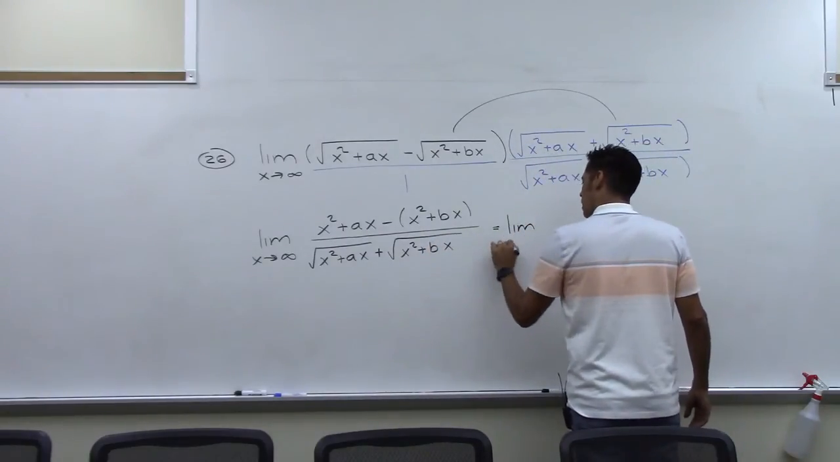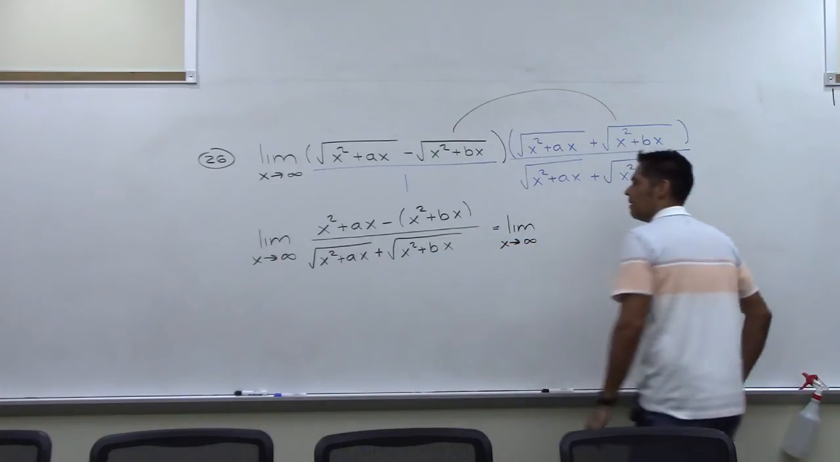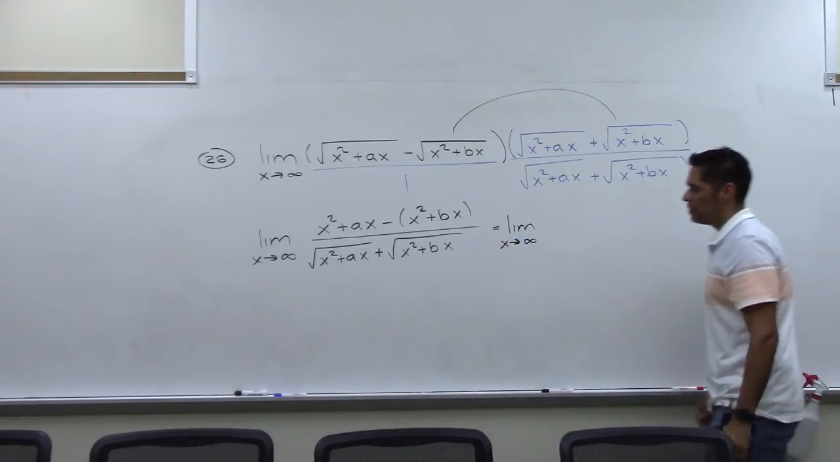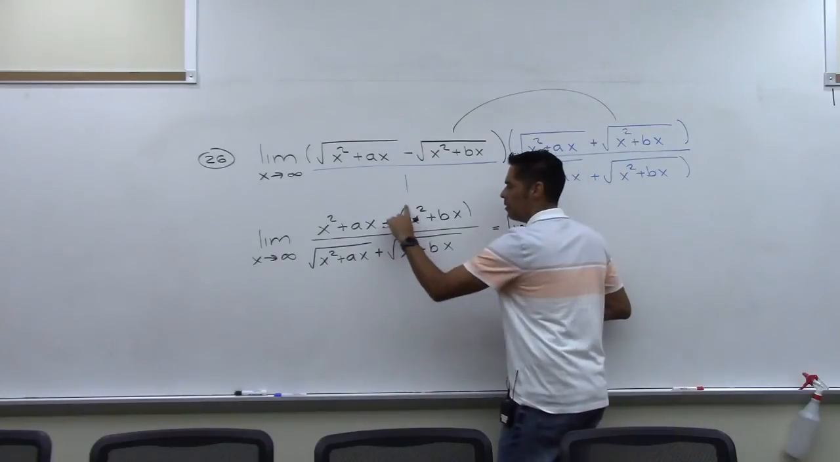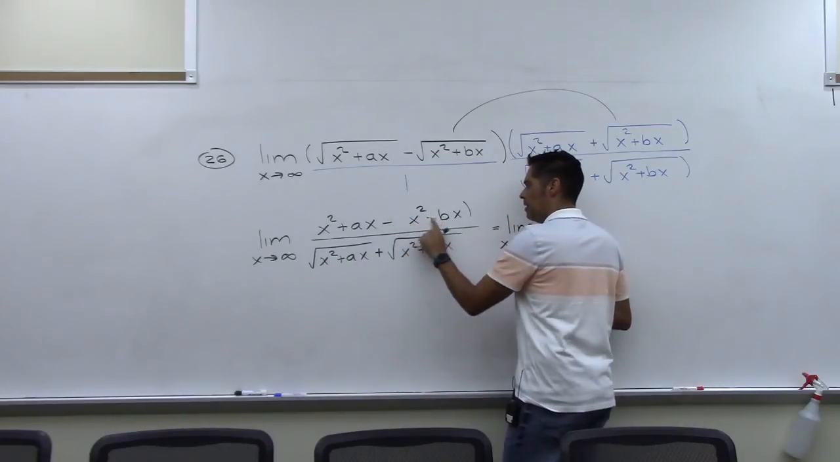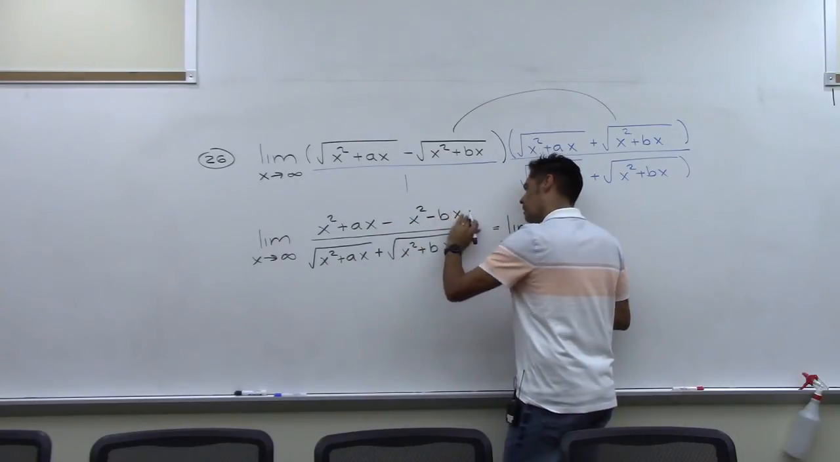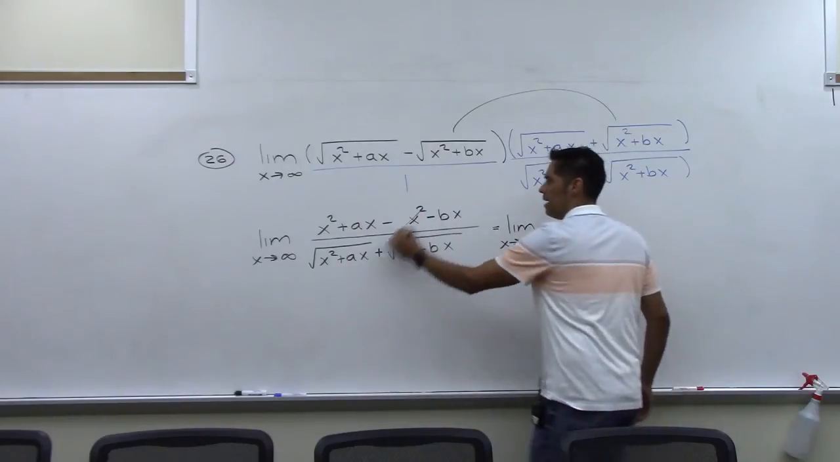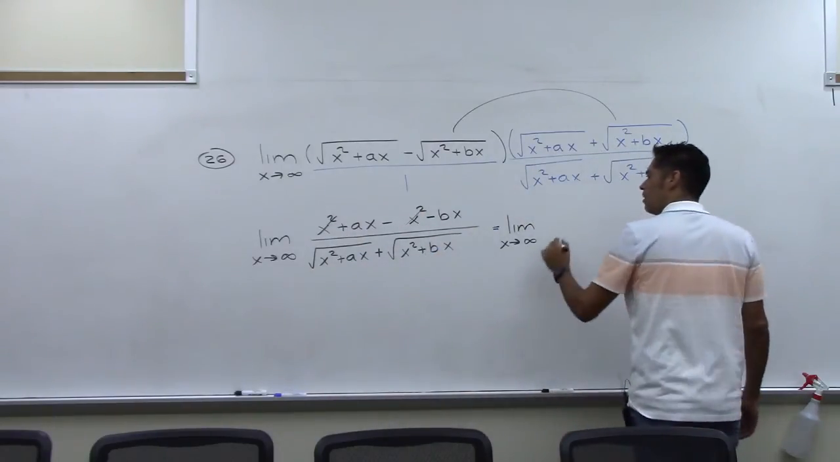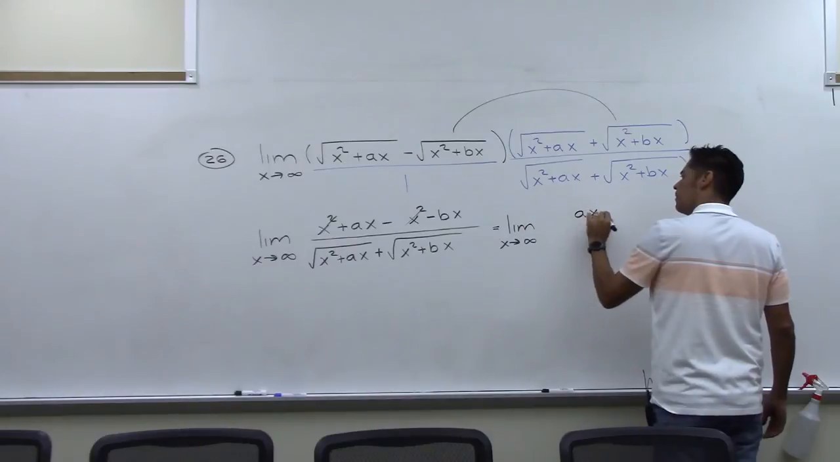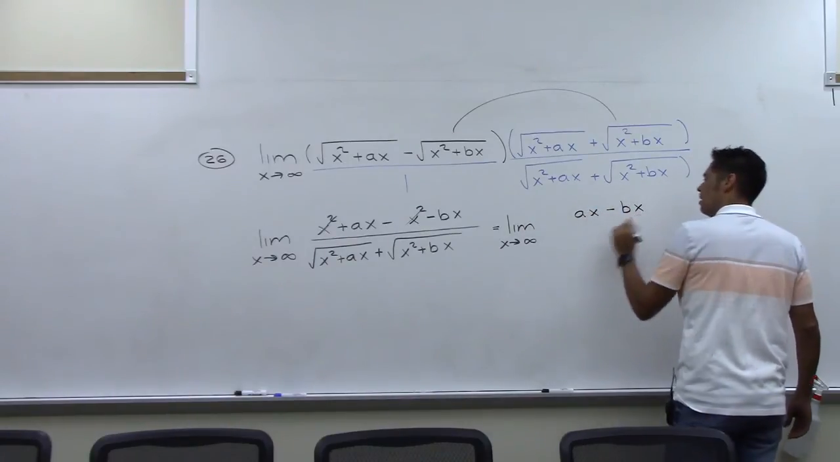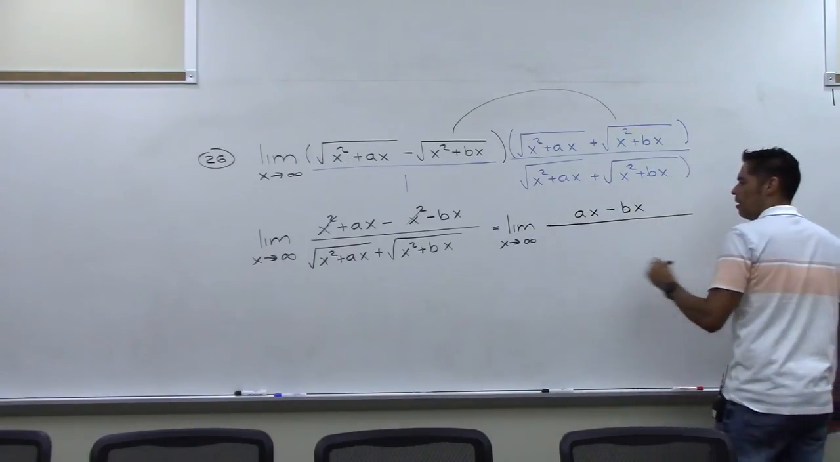Limit x goes to infinity. And now let's clean up the top. If we distribute the negative through, that's negative and this one becomes negative. And the x squareds cancel. And what you're left with is ax minus bx over all that root stuff.